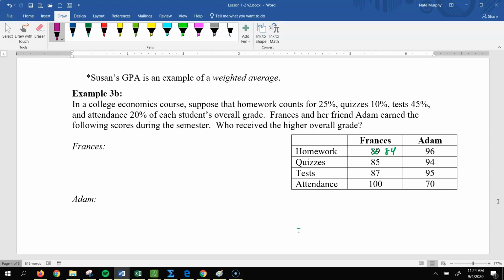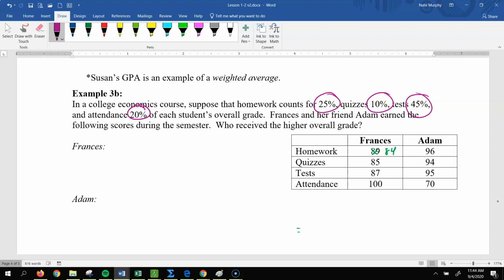So I want you to do this. So you're going to be doing this twice. So find a weighted average for Frances, and find a weighted average for Adam. Now in this situation, if you're trying to figure out, well, what would be the weight? Well, the weight would not be the 84, the 85, the 87, and the 100. The weight is going to be the percentages. Okay, so those are the weights that were given each of those scores.